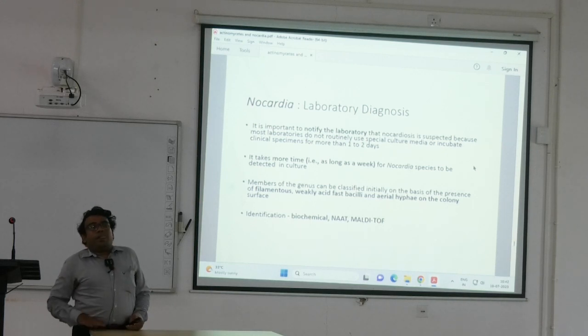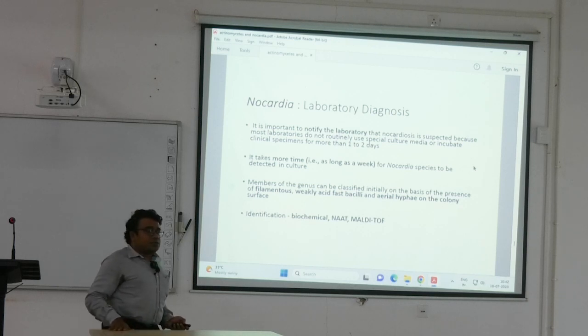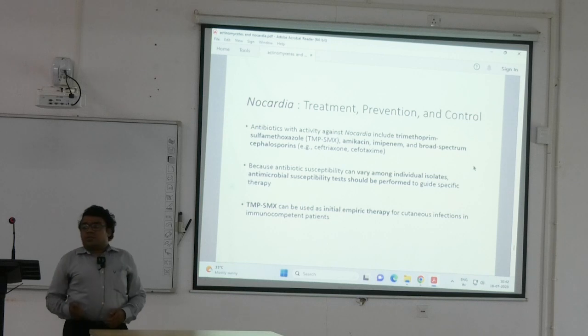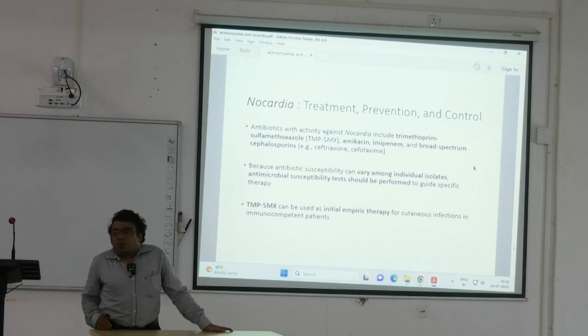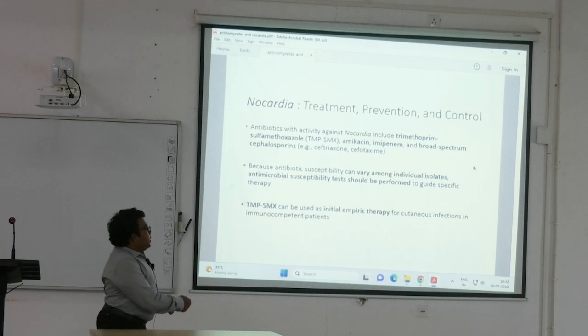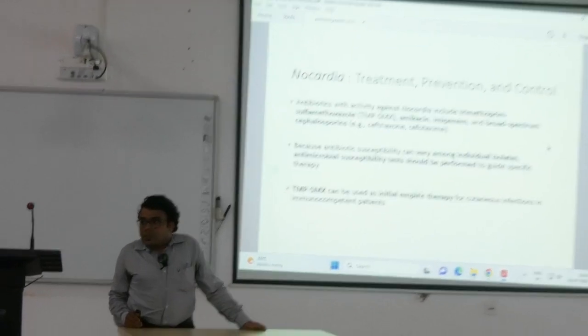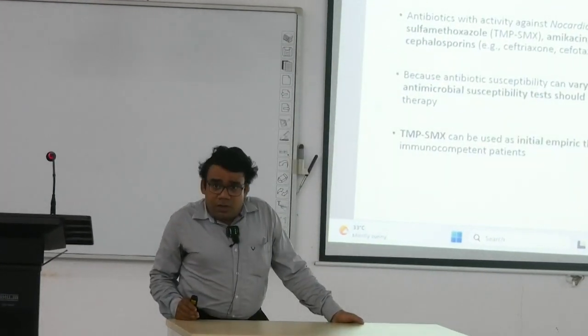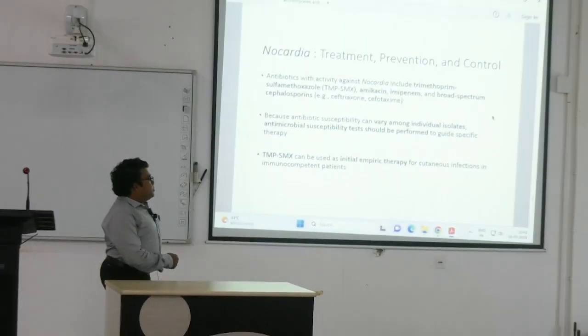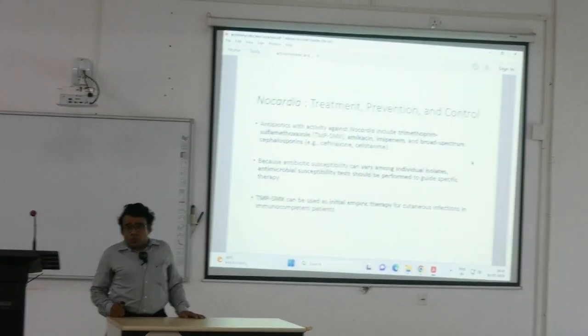As I have already told you, exact species identification can be done by biochemical tests. However, there are many species and there is overlap of biochemical reactions. Exact identification can be done by nucleic acid amplification test and multi-locus analysis. Nevertheless, the most important part is what antimicrobial is required. For this, the best antibiotic is trimethoprim-sulfamethoxazole or cotrimoxazole. That is the best. However, other antibiotics like broad spectrum cephalosporins or carbapenems may also be used.